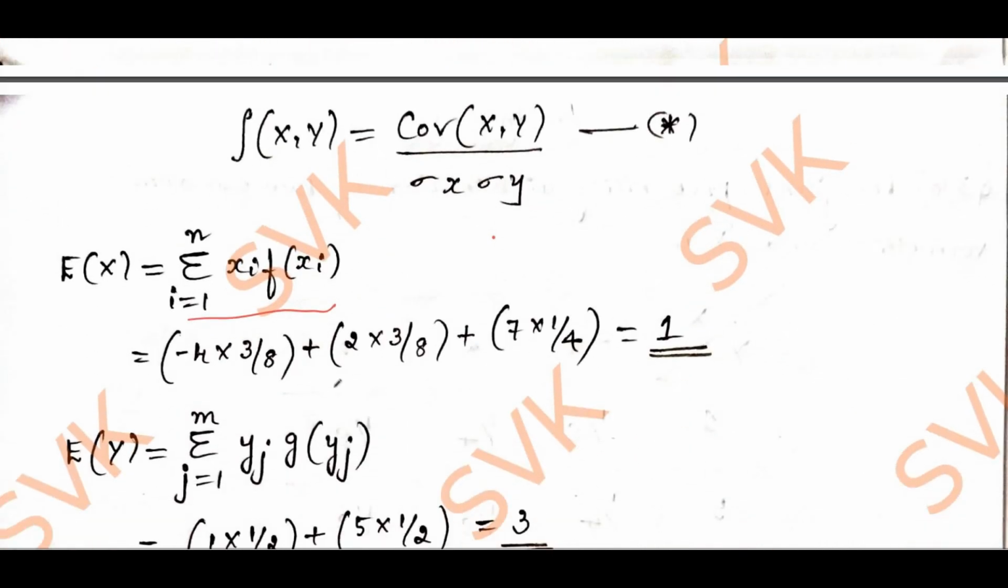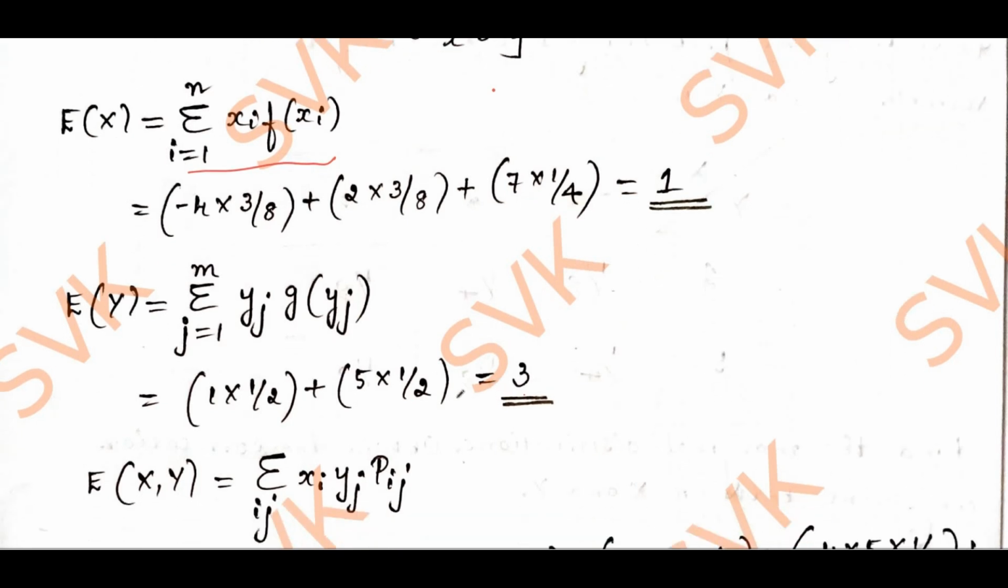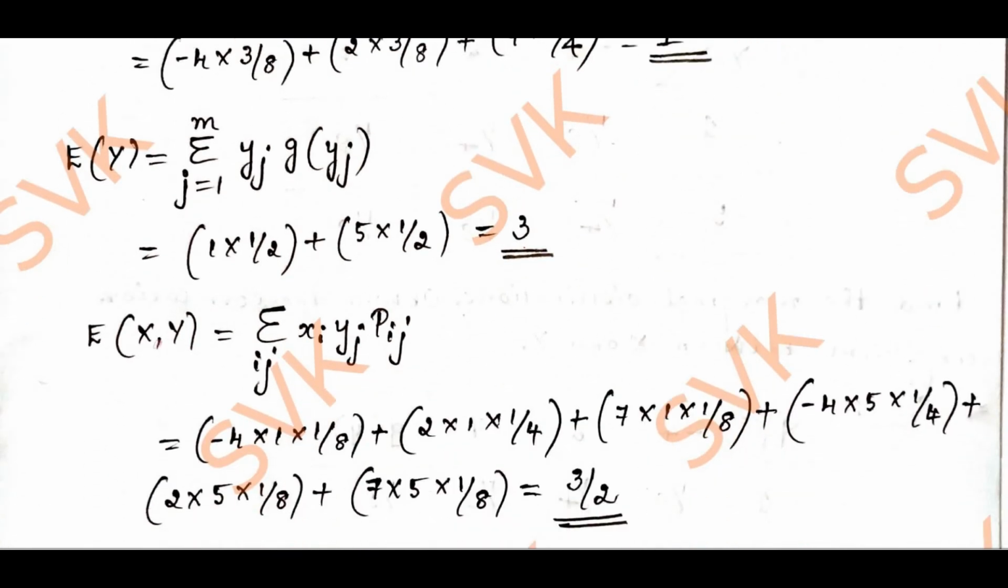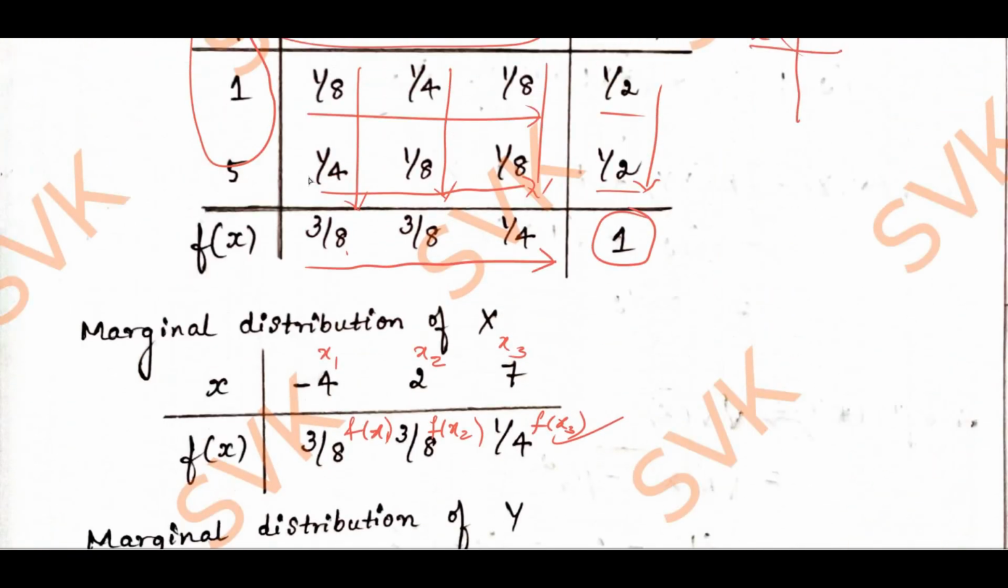So we can solve by using those two formulas. We got the value of E of x as 1 and E of y as 3. So knowing these two, we will move on to find out E of xy. E of xy is given by the summation of xi yj pij. In the previous video, I have explained how to find E of xy. It is nothing but a triangular form.